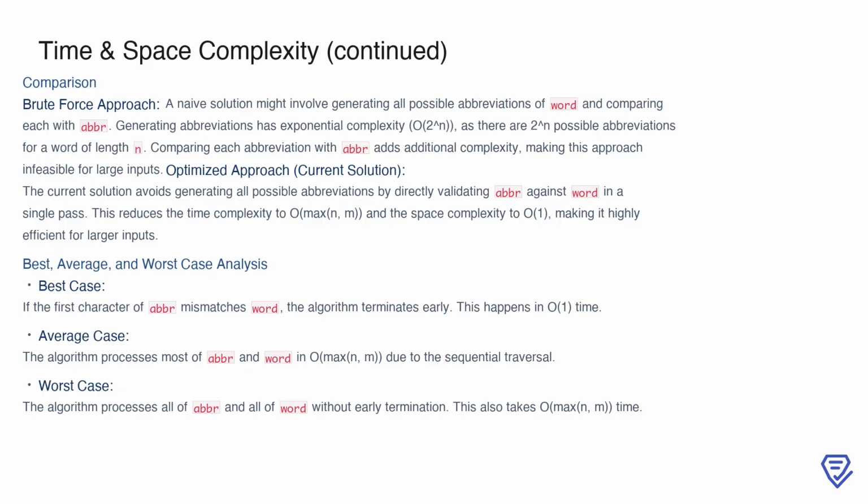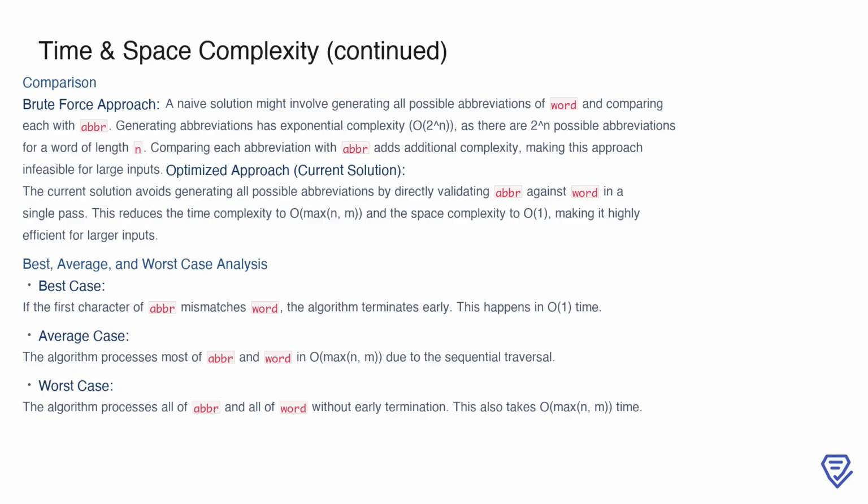A naive approach would involve generating all possible abbreviations of word and comparing each with ABBR. Since there are 2 to the power of n possible abbreviations for a word of length n, this has an exponential time complexity of O(2^n). Additionally, the process of comparing each abbreviation with ABBR adds further computational overhead, making such an approach impractical for large inputs. In contrast, the optimized solution directly validates ABBR against word in a single pass, reducing the time complexity to O(max(n, m)), and the space complexity to O(1). This makes the approach far more efficient.